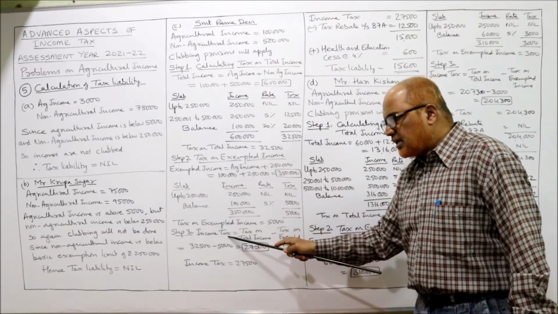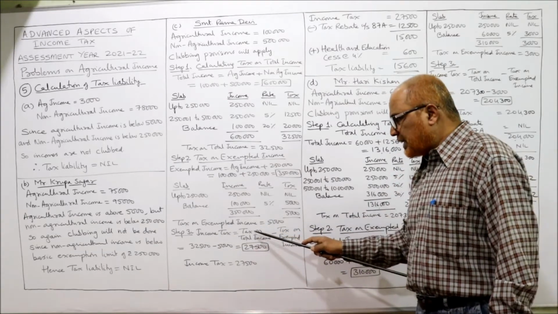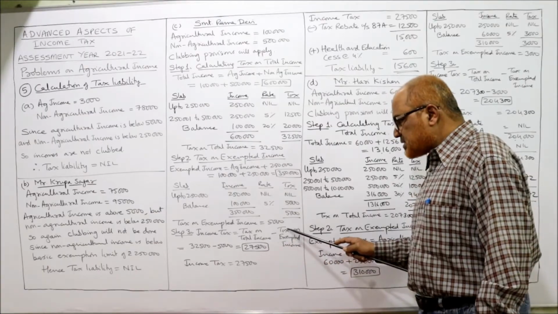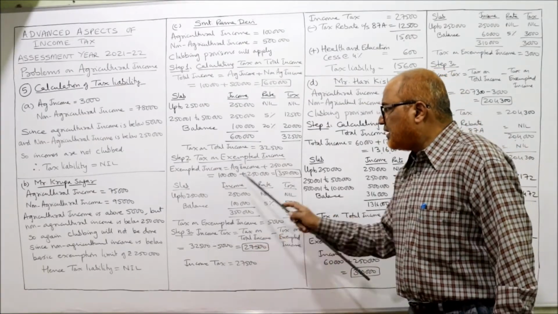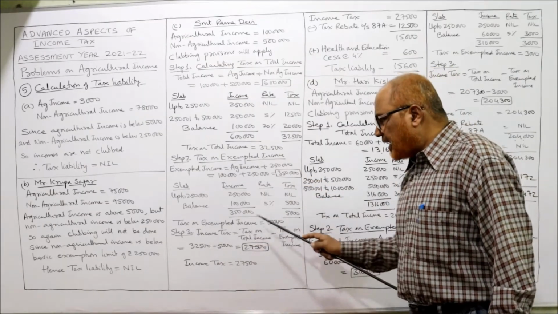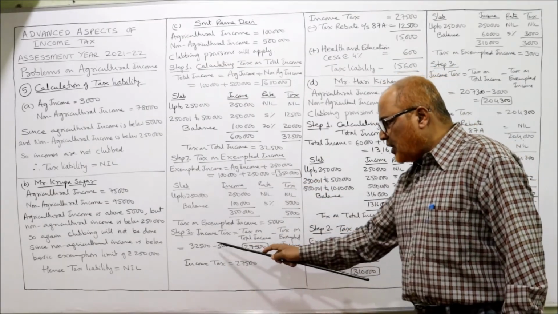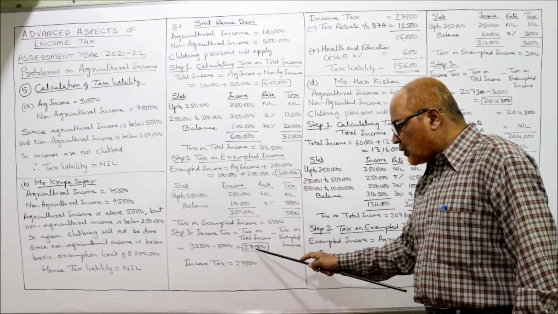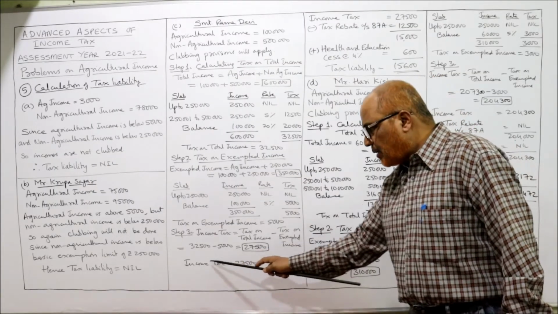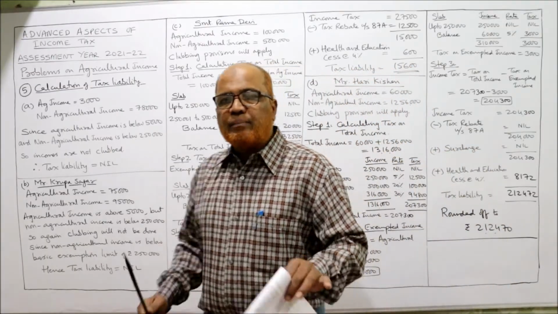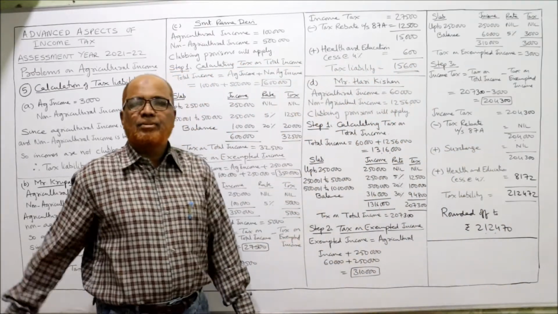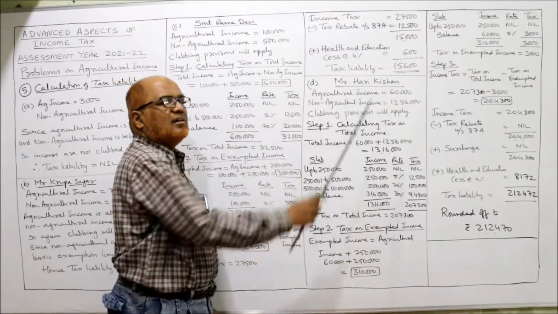Third step, income tax is equal to tax on total income minus tax on exempted income. Total income tax is 32,500 here, and exempted income tax is 5,000. 32,500 minus 5,000 is 27,500. So income tax is 27,500. Now from this 27,500, we have to deduct the tax rebate.